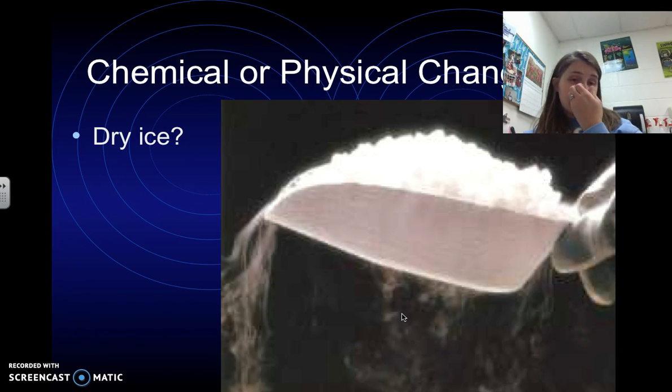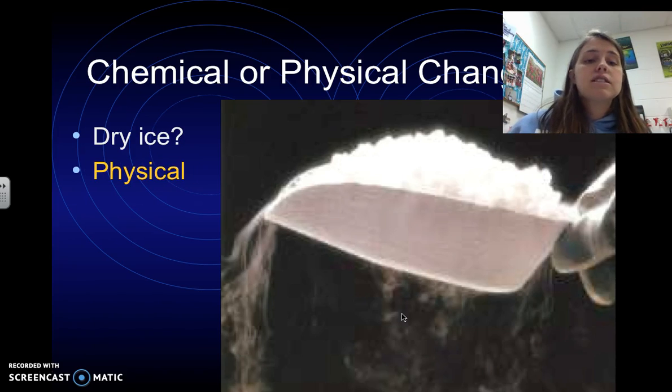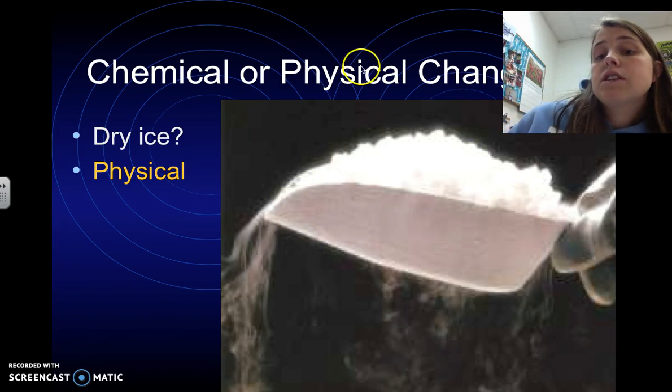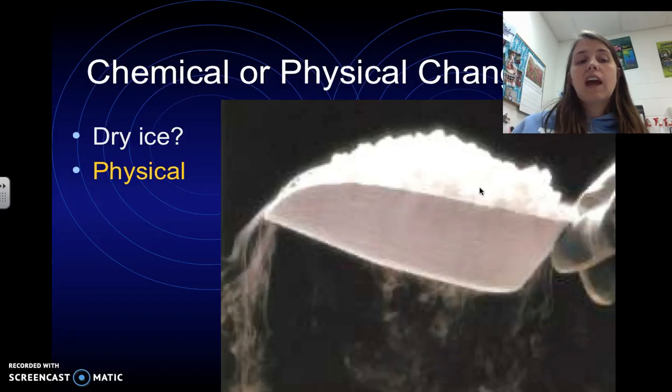Dry ice. So when you have a certain type of ice and it sublimates into gas, that is still a physical change because the composition of the dry ice, which is a solid, is still the composition of the gas when it changes into a gas.